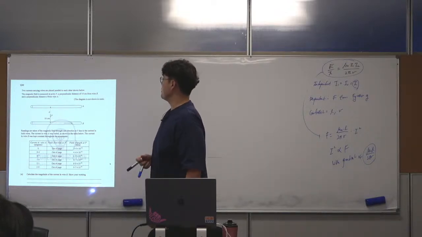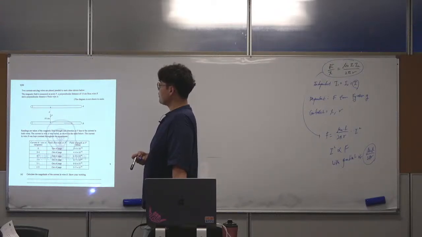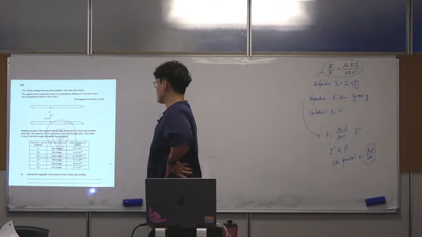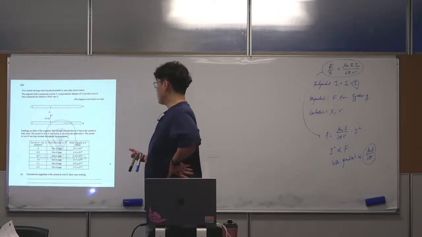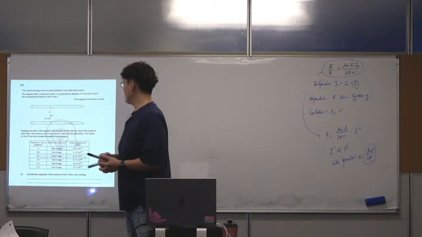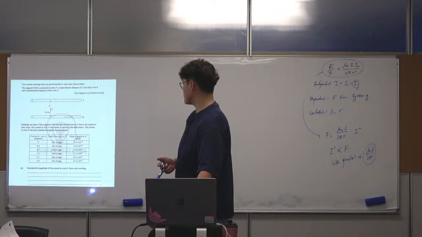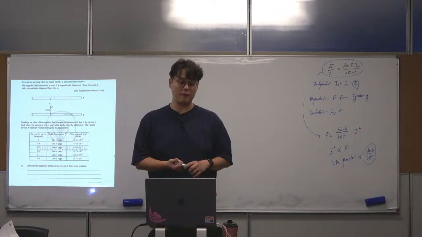Two current carrying wires are placed parallel to each other as shown below. The magnetic field is measured at the point P, a perpendicular distance of 10 centimeters from wire B and a perpendicular distance D from wire A. Readings are taken of the magnetic field strength and the direction at P due to the current in both wires. The current in wire A was varied as shown in the table below. The current in wire B was kept constant throughout the experiment. So you see the field strength at P is increasing as you increase the current in wire A, because there will be a greater magnetic field induced from it too.